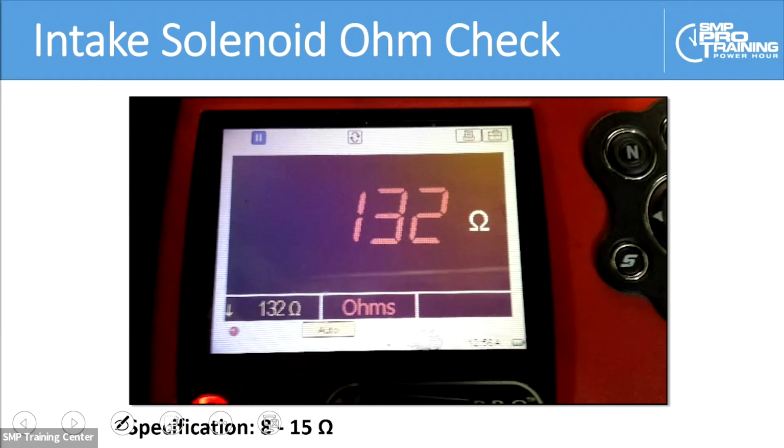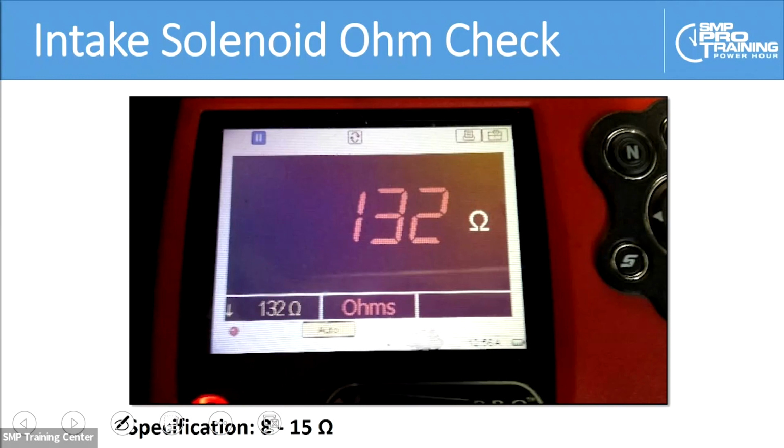Inside that solenoid, of course, we have those electrical windings that produce that magnetic field that makes everything work in the solenoid. Well, when he checks the resistance of the solenoid, he finds we have 132 ohms of resistance. Now, how do we know if that's good or bad? Well, specifications and service information say you should be between 8 to 15 ohms.